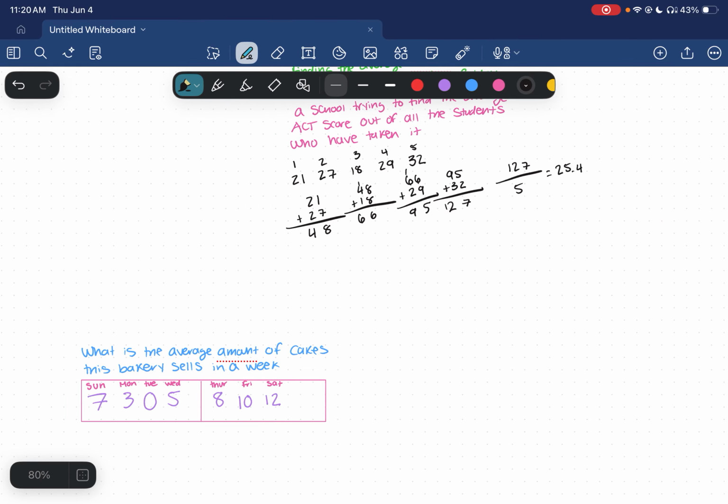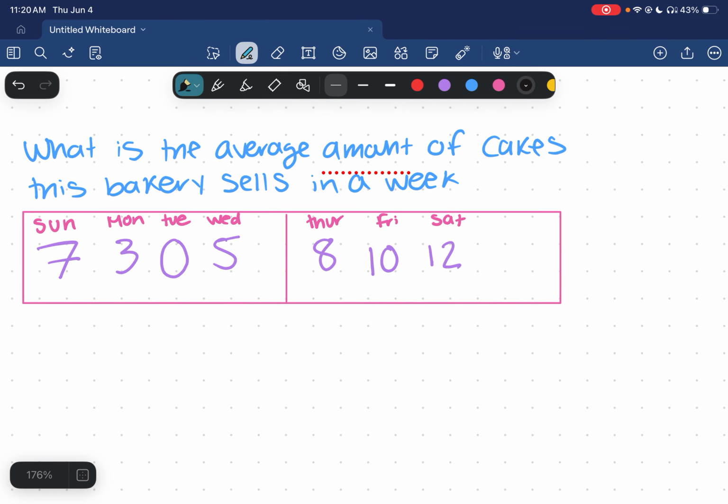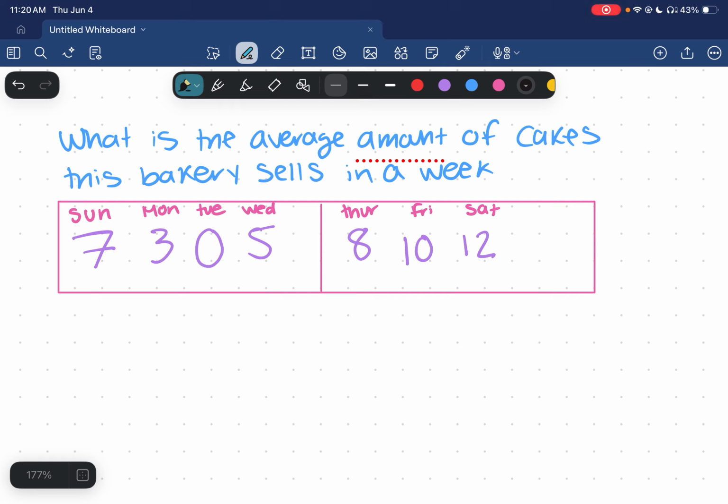So I have another example which is more personalized to me because I love baking. So we're going to try to figure out the average amount of cakes this bakery sells in a week. So we have Monday through Sunday and the amount of cakes that they sold each day. So we're going to basically do the same thing as that ACT score example. So we're going to add 3 plus 0 plus 5 plus 8 plus 10 plus 12 and plus 7.